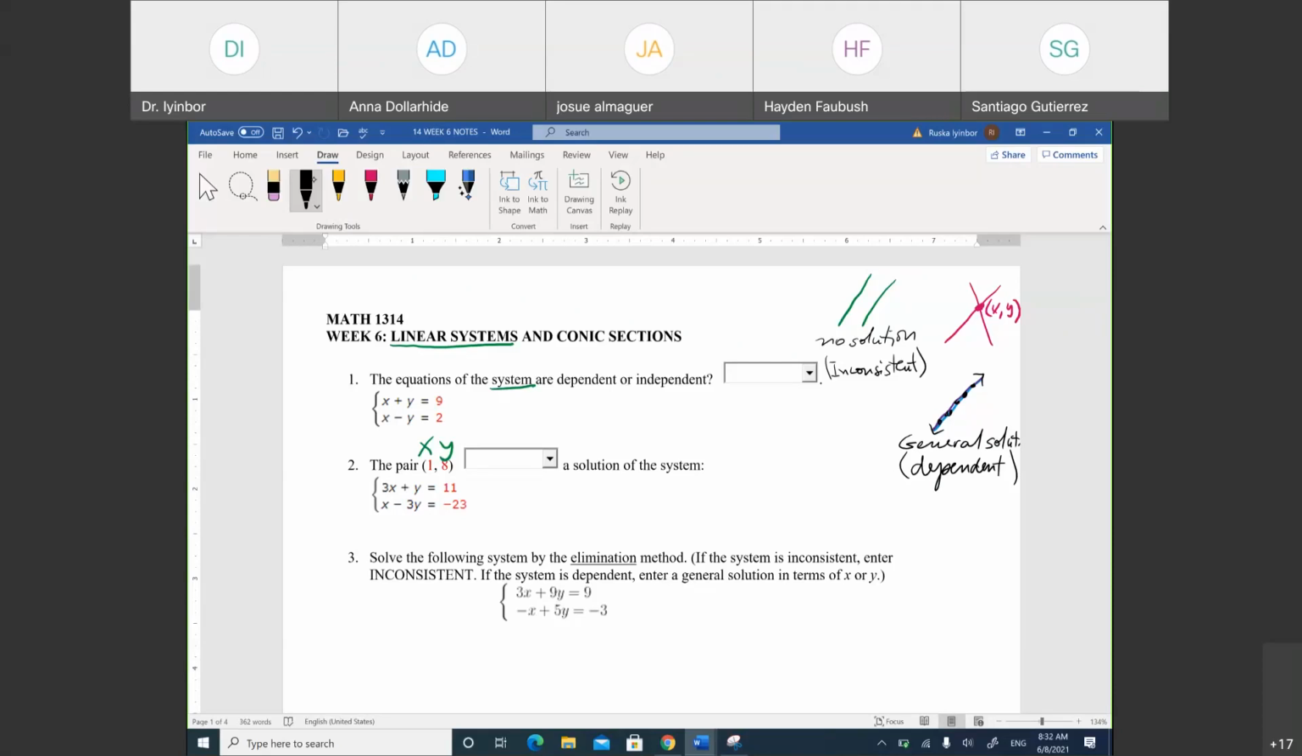Now, the second case, when you have one solution, this system is called independent. Independent. Okay? That's the name of the system. And the solution is the point x comma y. Okay? Does everybody understand this? Any questions?